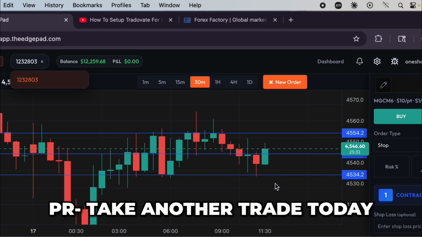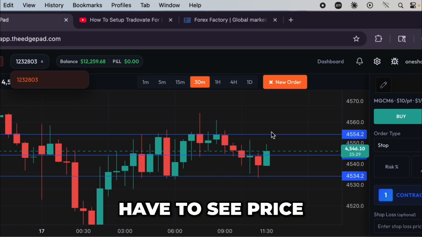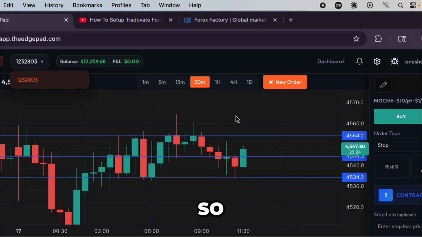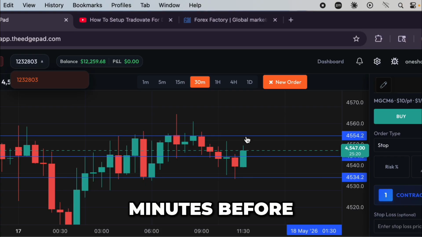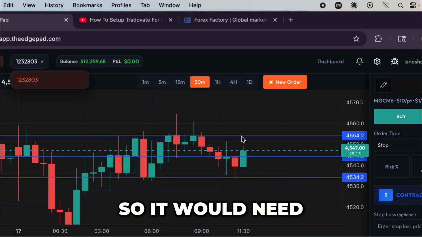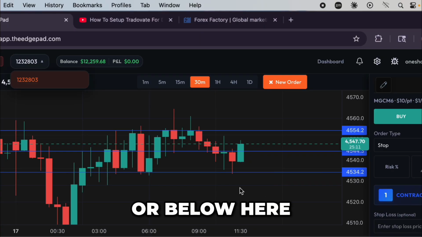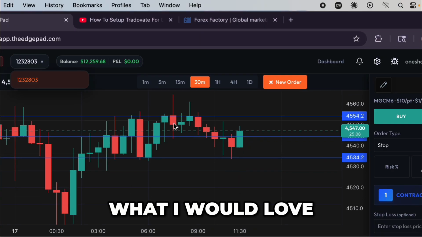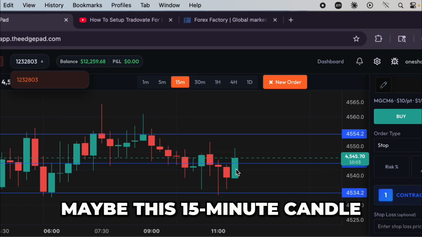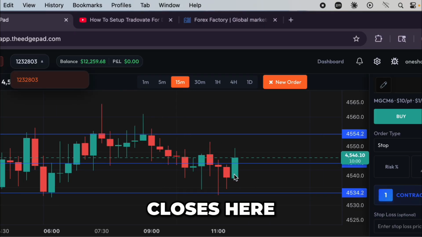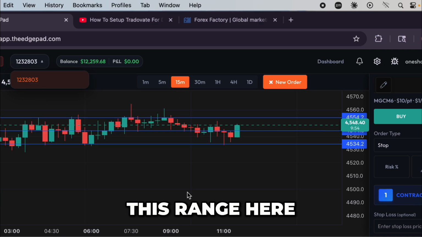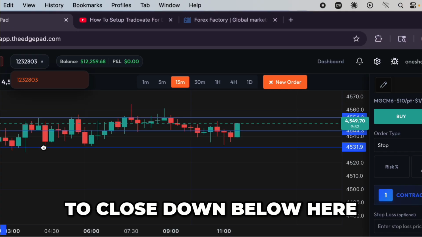So for me to take another trade today, I'm most likely going to have to see price close out of this range. So I've got 26 more minutes before my first trading session of the day closes out. So it would need to close above here or below here. Now, what I would love to see is maybe this 15-minute candle kind of comes up here, closes here. Then the next one closes bearish below this range here. I probably would have to close down below here.